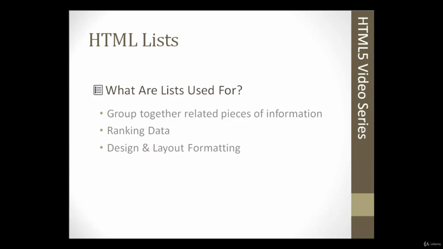So now let's talk about lists. Lists are used to group together related pieces of information, which tables also do. Lists are recommended for smaller amounts of data. If you have hundreds and hundreds of records, then a table would definitely be the way to go.